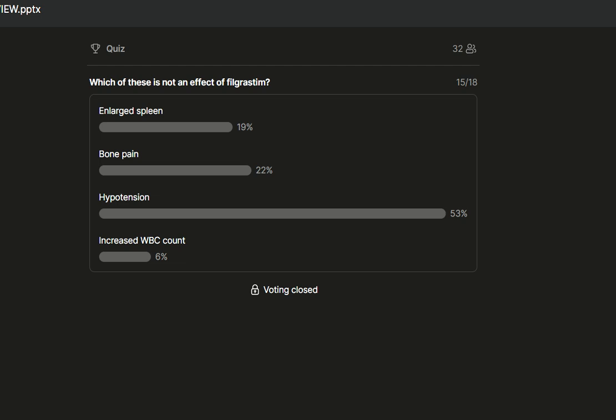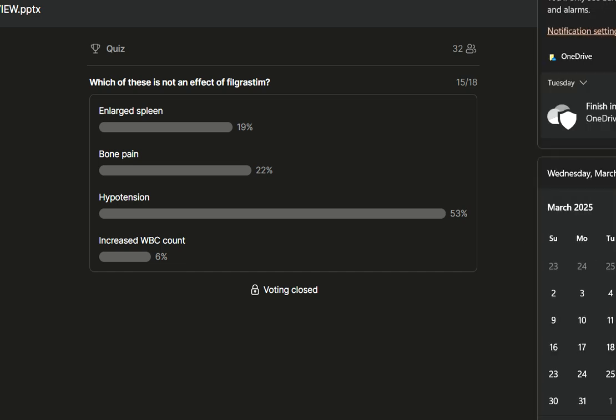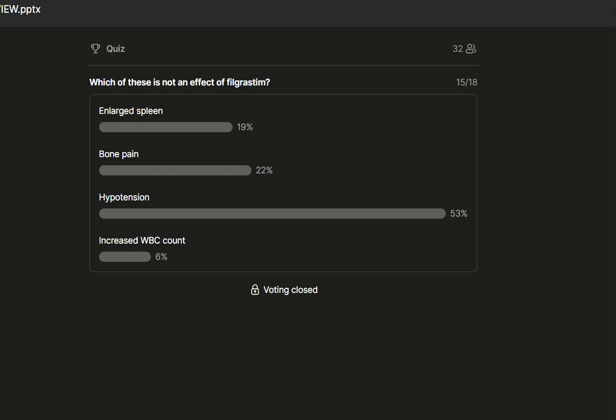So if we are rapidly increasing white cell count, does it make sense that the spleen may enlarge? Yeah, absolutely true. Where in the body do we make white blood cells? In the bone marrow. So if we're telling the bone marrow to rapidly start increasing production, could that bone marrow get congested with cells? Yep. Would that maybe cause pain to the bone? Yep. And it will. The only thing that we should not see is a drop in blood pressure, hypotension. That is not a side effect of the medication. Everything else is.